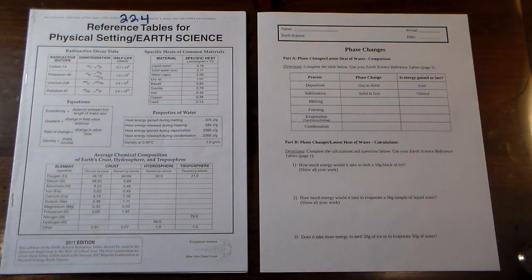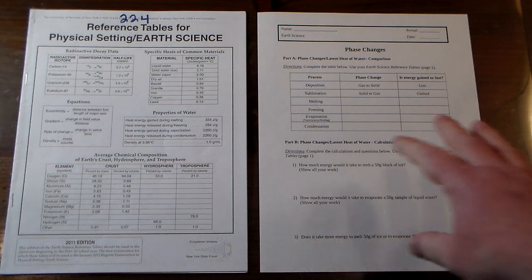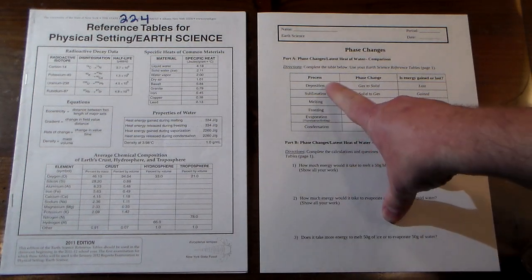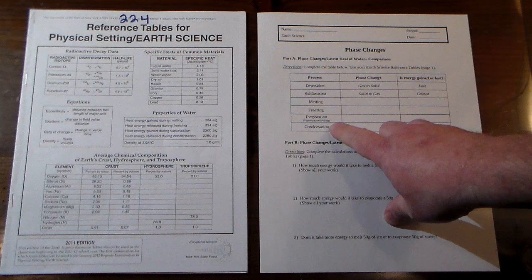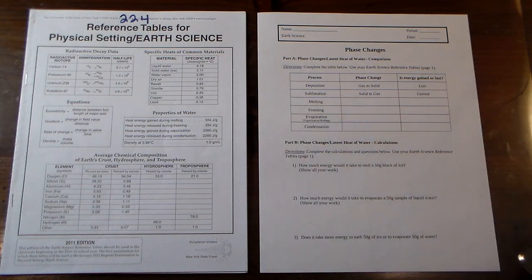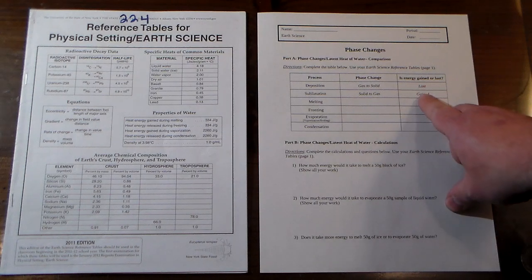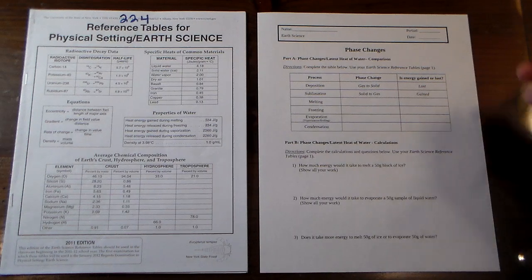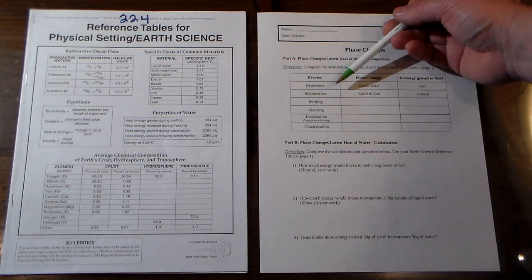So right now we're on the back of your phase change sheet where we have a little bit of practice that we're gonna do. What we're gonna do here is first of all take a look at the chart with the different processes, the different phase changes. And we're gonna say, are they going from a solid to a liquid to a gas, and then decide whether the amount of energy is gained or lost by that process. And this provides us with a good review. The first one you notice has been done for you.